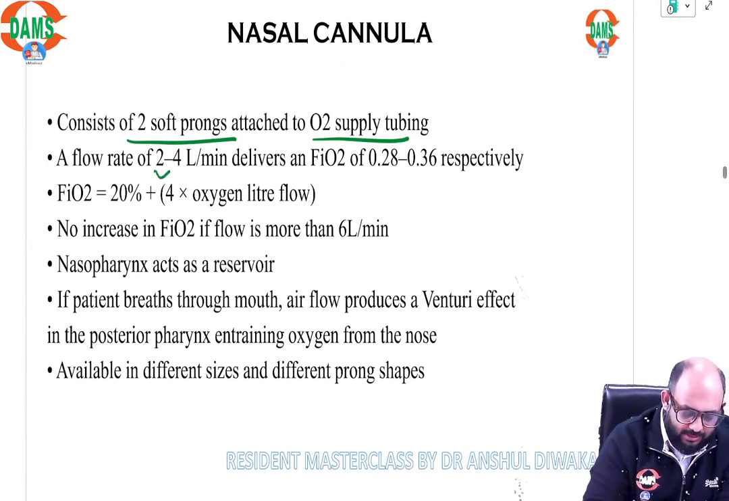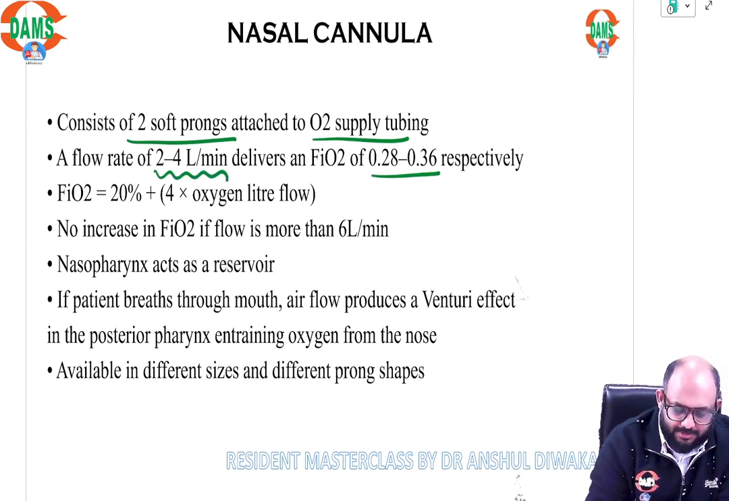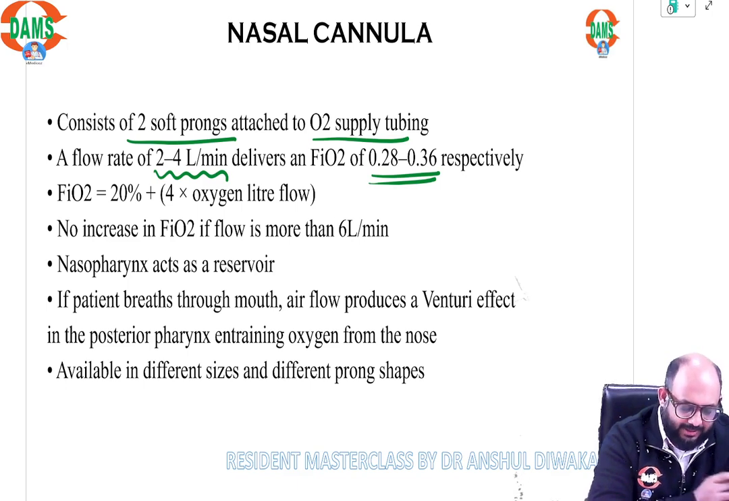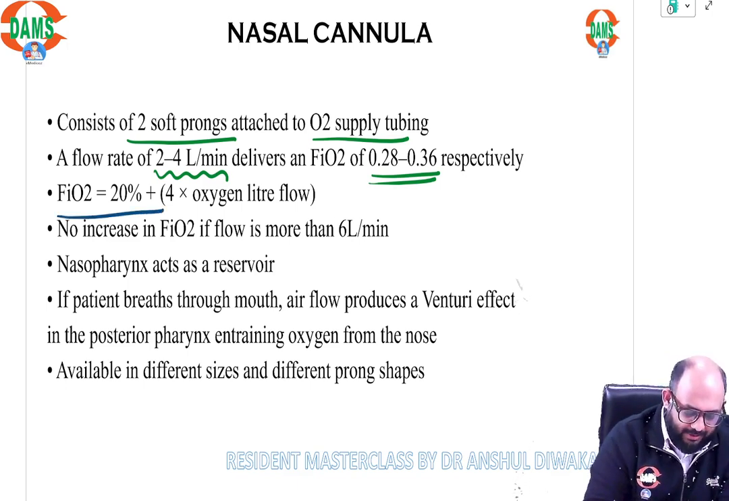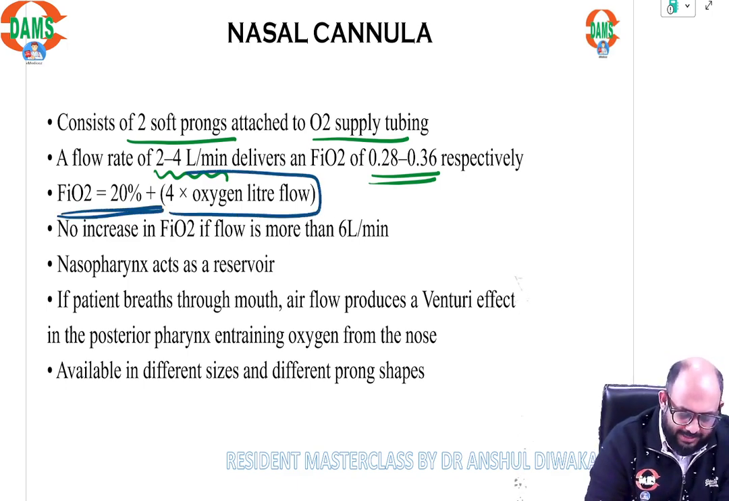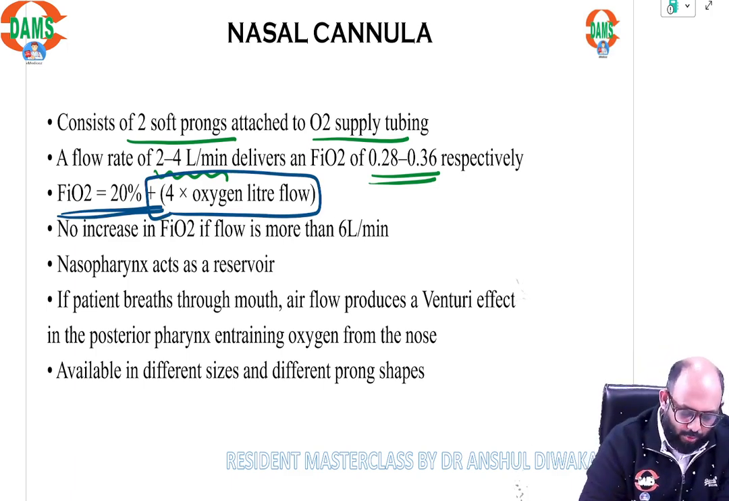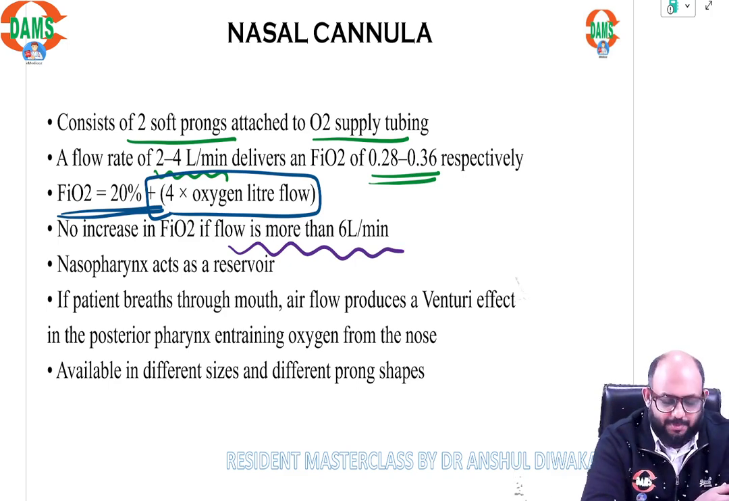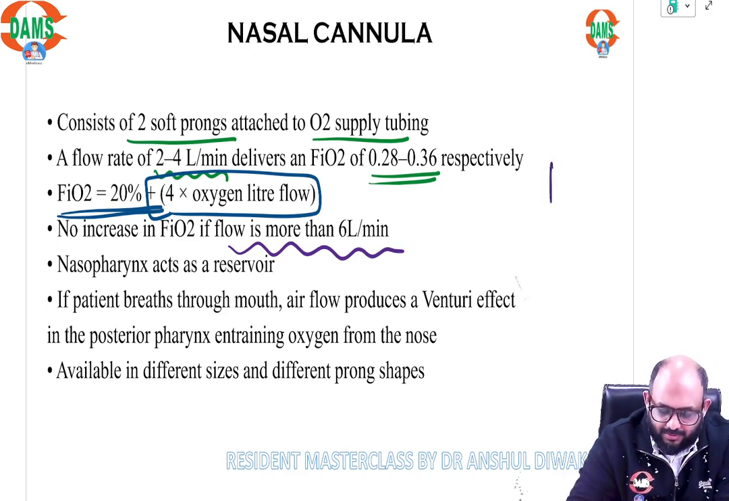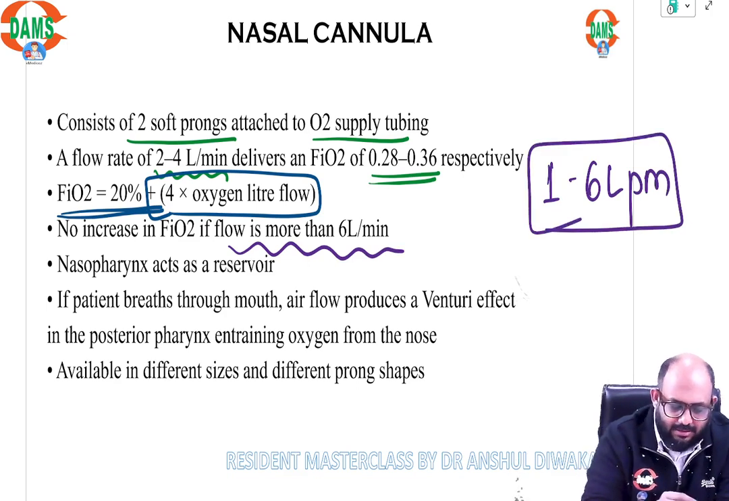The flow rate is 2 to 4 liters per minute, which delivers an FiO2 between 0.28 to 0.36. FiO2 is 20% plus 4 times the oxygen flow rate. This is a rough estimate, right? And you do not increase more than 6 liters per minute. So it usually works between 1 to 6 liters per minute. That is the flow rate.